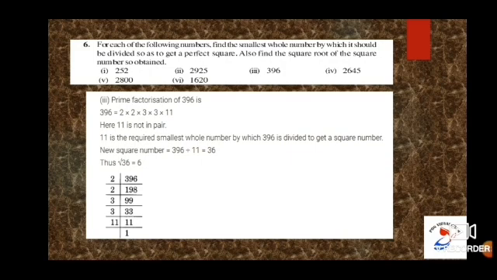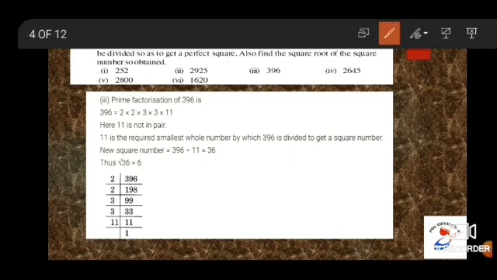In part 6, we have completed till subdivision 2 of the 6th problem. We are now going to start with subdivision 3 of the 6th problem. Once again, let me read the question. For each of the following numbers, find the smallest whole number by which it should be divided so as to get a perfect square. Also, find the square root of the square number so obtained. Subdivision 1 and 2 we have already discussed in the previous session. Now, we are going to start with subdivision 3.